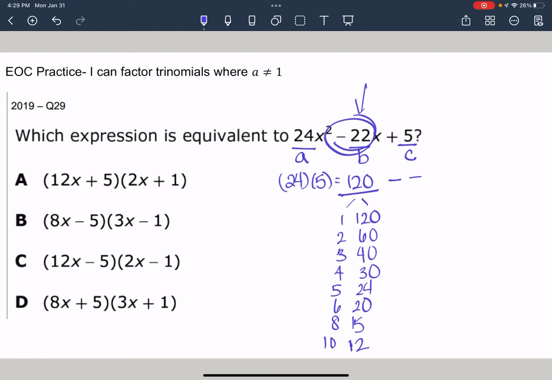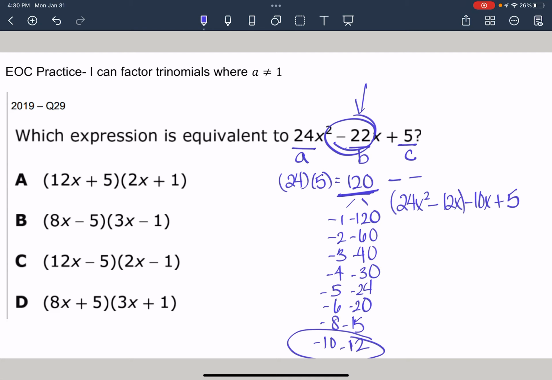Here I have A times C positive and B negative, so all my factors are going to be negative. Then you have to see which set of factors gives you the correct sum. This last set of factors, 10 and negative 12, gives me the sum of negative 22. So when I write this out, this is going to be 24x squared minus 12x minus 10x plus 5.